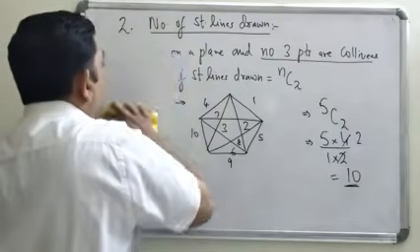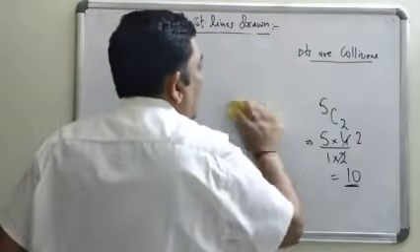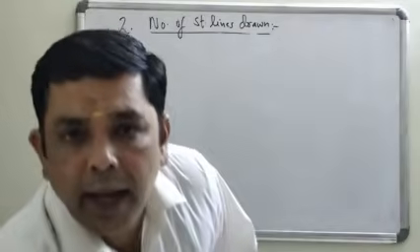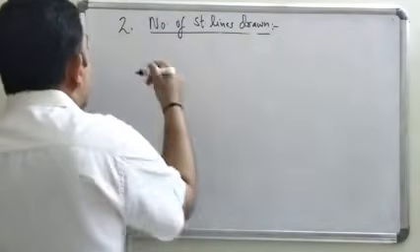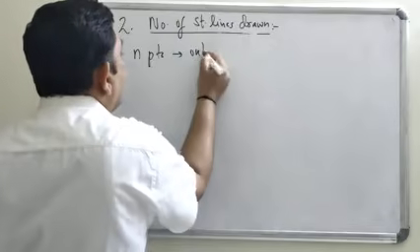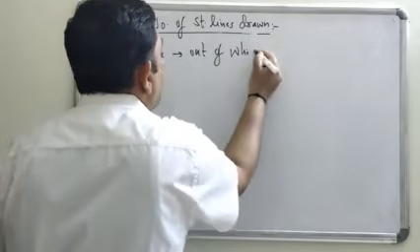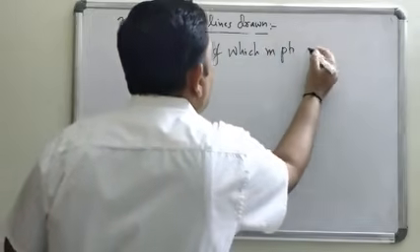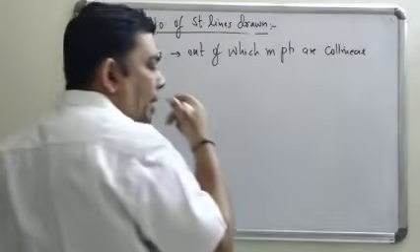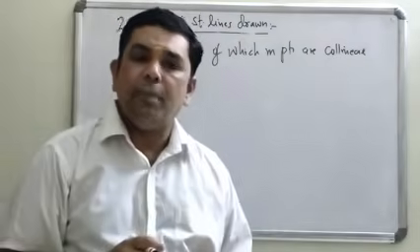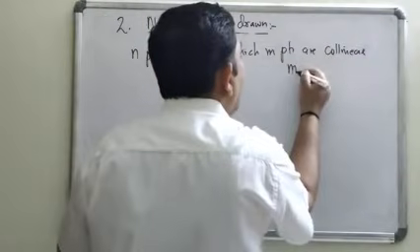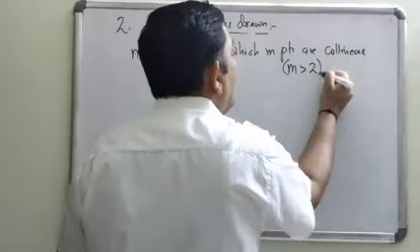Allow me to take out this particular part. So we have already discussed this. Now, suppose there are n points on a plane out of which m points are collinear, and here we are saying that m is greater than 2.